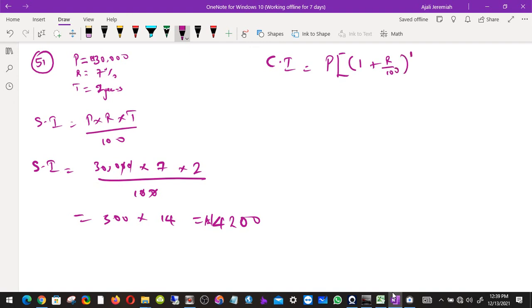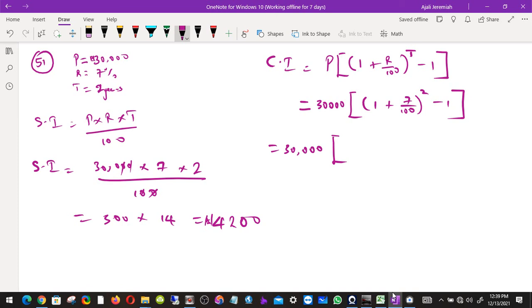Close the bracket. Raise to the power of 2, minus 1. Close big brackets. Okay, so the principle here is what? 30,000. Open big bracket, open small bracket, 1 plus the rate. What's the rate? 7/100. Close small bracket, raise to power 2, minus 1. Close big bracket. So that's what?